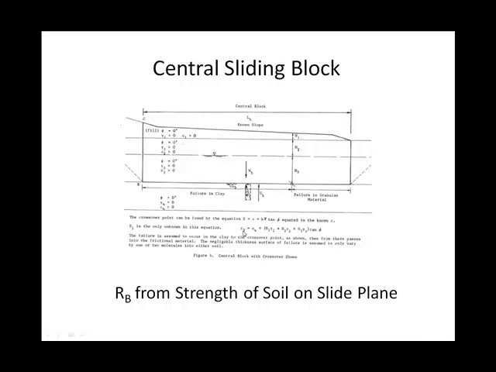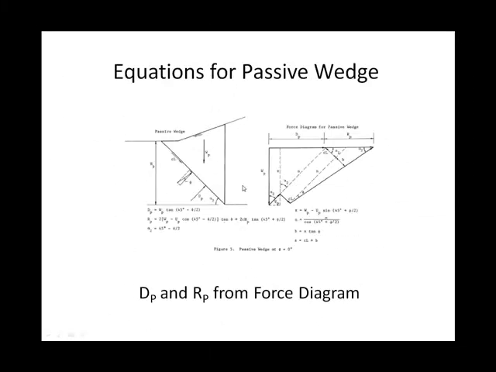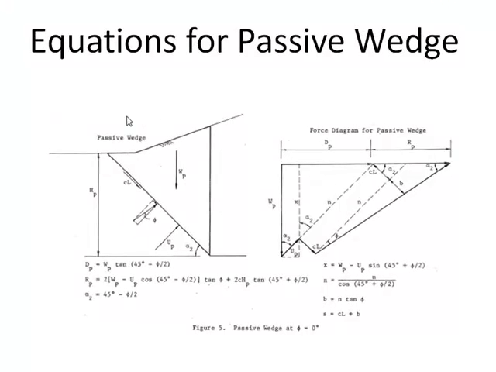In terms of the central block, the sliding block, the resistance to sliding is provided both by a cohesive component and a frictional component if both are present on the slide plane being considered. And in terms of the passive wedge, a free body diagram is drawn for the passive wedge, and the driving passive force and the resisting passive force are both determined from a force diagram.